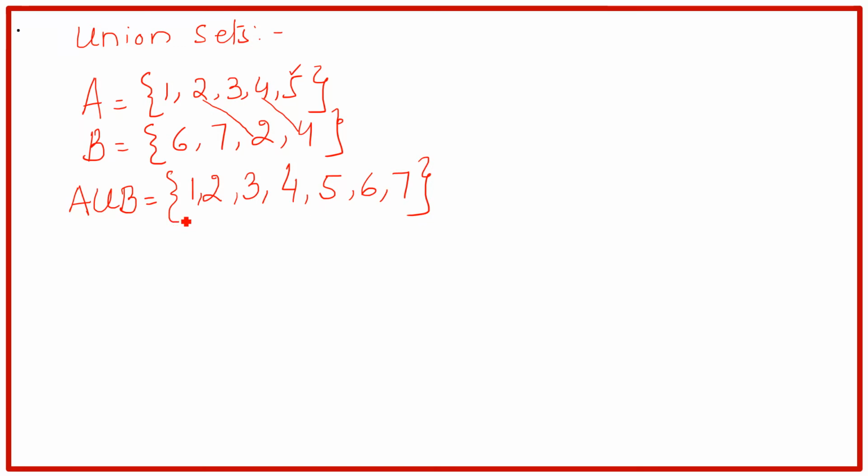So simple. If something is common, you have to write down only one time, but you have to write down all the elements of A, all the elements of B. This is called the union.